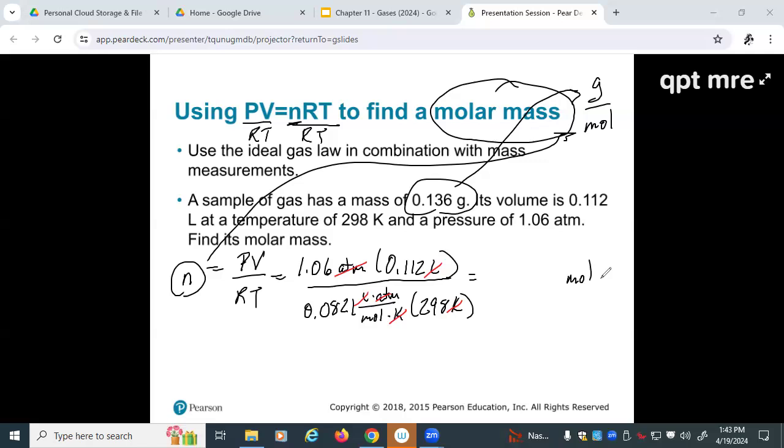Calculation: 1.06 times 0.112 divided by 0.0821 divided by 298. Again, to three significant figures, I'm getting 0.00485 as my moles. To find molecular weight or molar mass, I need grams over moles. My grams are 0.136 grams. My moles I just calculated, 0.00485.